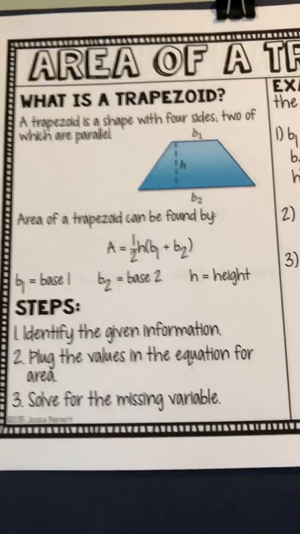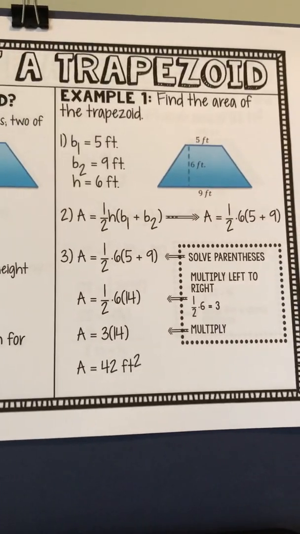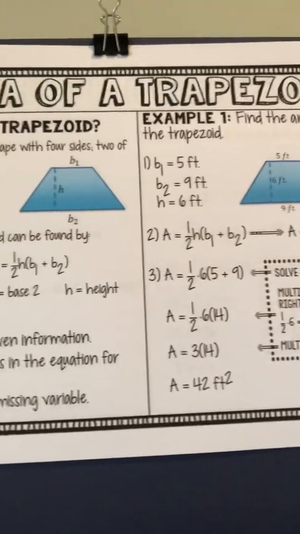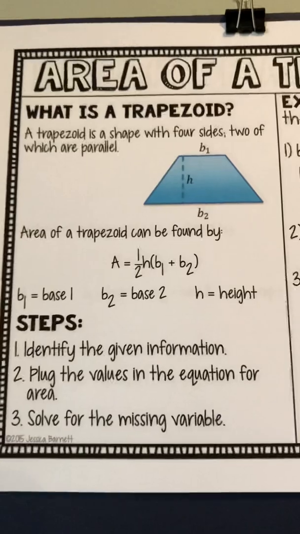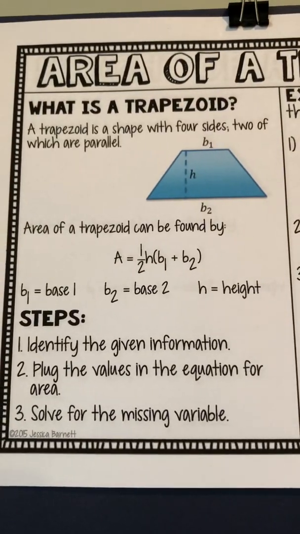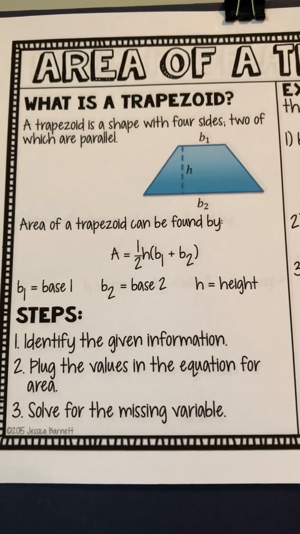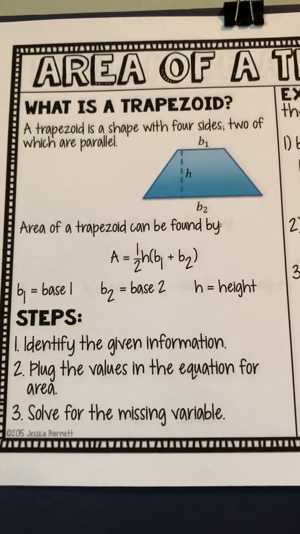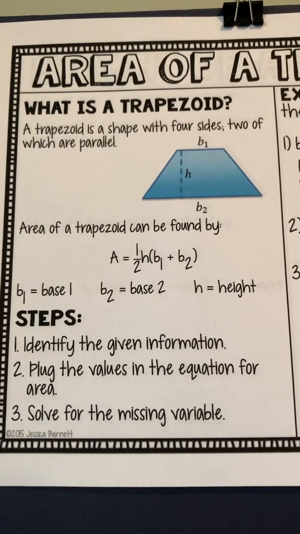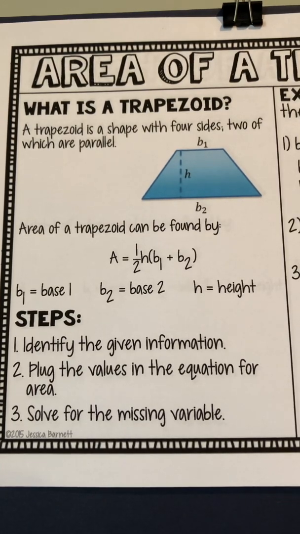Hi everyone, here's our area of a trapezoid, so fun to say, anchor chart. So again, an anchor chart is really just a note sheet that you are creating for your math reference binder that will help anchor your thoughts on this key concept of what is a trapezoid, how to find the area of a trapezoid, what the formula is to find the area of a trapezoid.